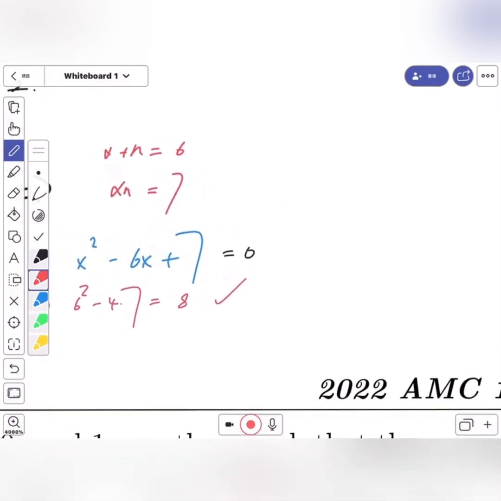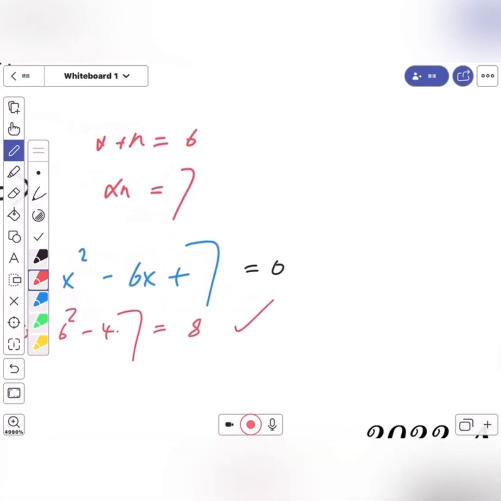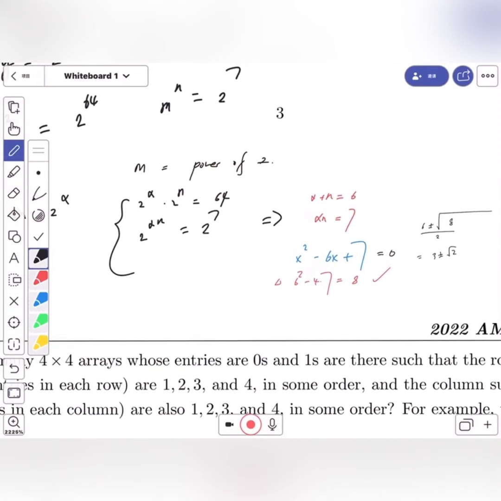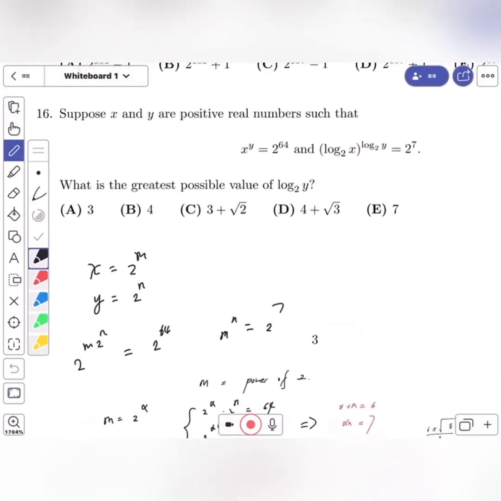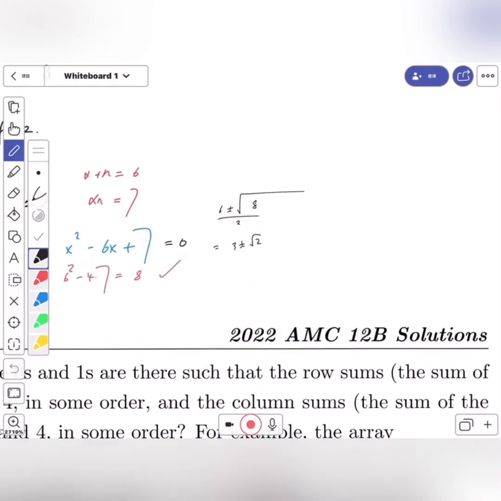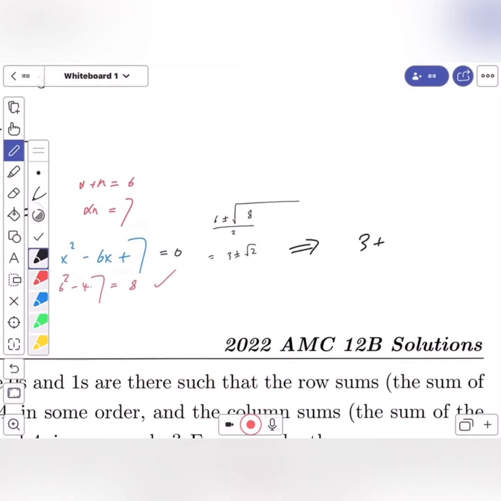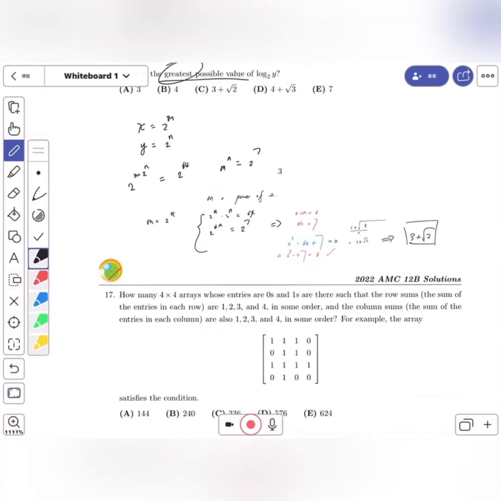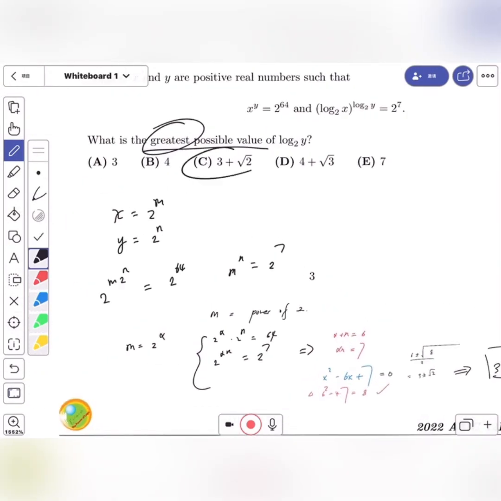Now let's just solve it. So 6 plus or minus square root of 6 squared minus, well, we already know that's square root of 8, over 2, which is equal to 3 plus or minus square root of 2. Now let's see what problem we want to find. We want to find the greatest possible value of log base 2 of y. So therefore the answer would just be 3 plus square root of 2, which gives us answer choice C.